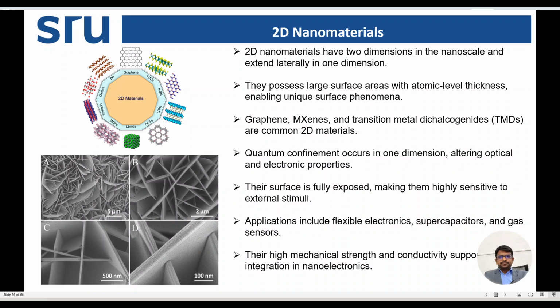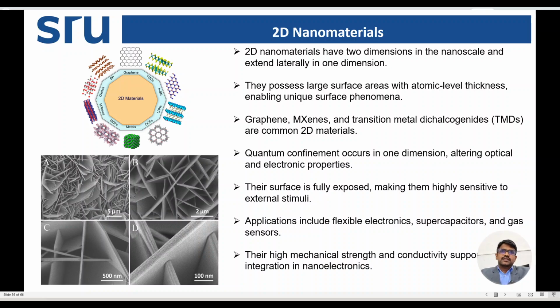Two-dimensional nanomaterial means you can imagine a sheet, a paper. You can imagine a paper; this is a two-dimensional material, a 2D sheet. This is the example. This is a 2D shape, likewise, but not that thick. You can imagine it at nano size.